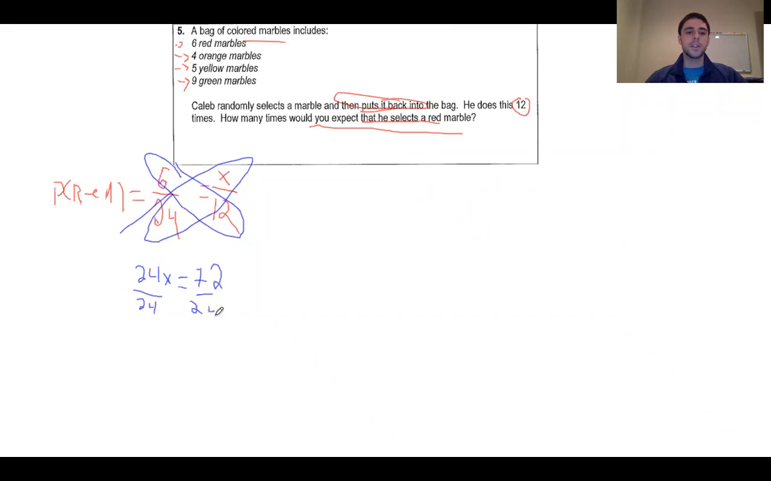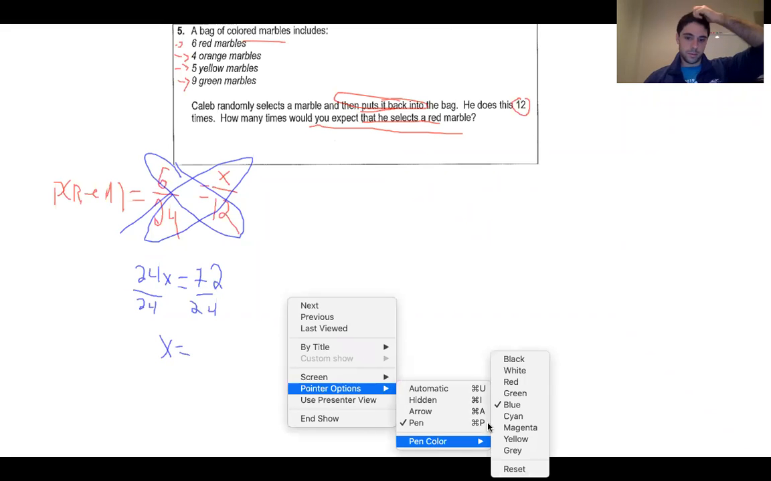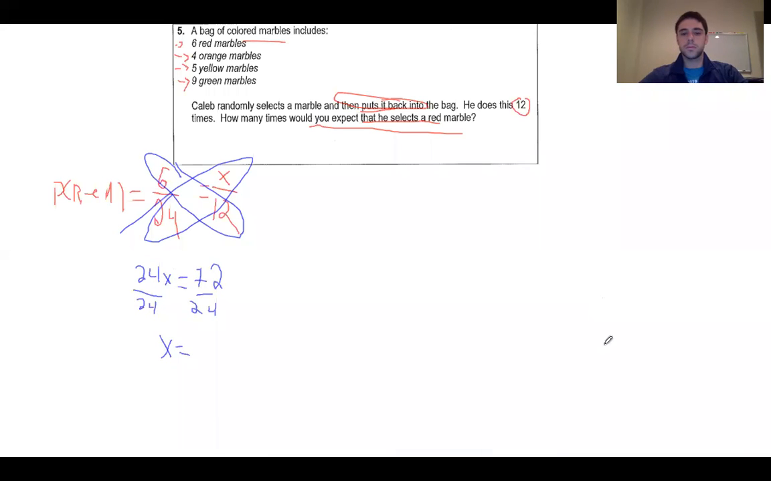And what's my final answer going to be? What is x going to equal?